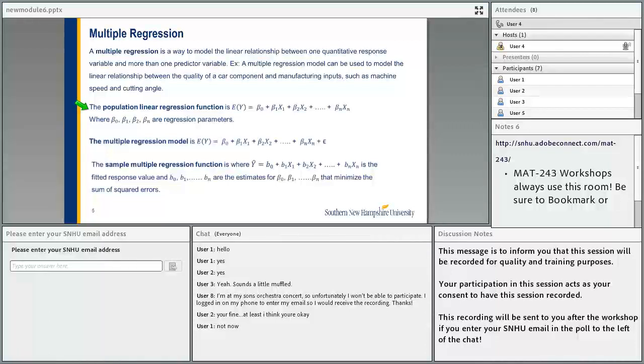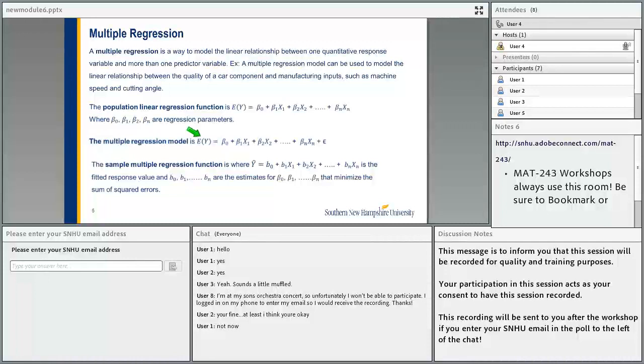The population linear regression function is E of y equals beta 0 plus beta 1 x1 plus beta 2 x2 and so on up to beta n xn. So last week, when we had just one predictor variable, we had beta 0 plus beta 1 x1. Because we had only one predictor variable, it was just the x. So now because we have more than one, we have x1, x2, x3 up to xn. So now beta 0, beta 1, beta 2 are going to be the regression parameters.